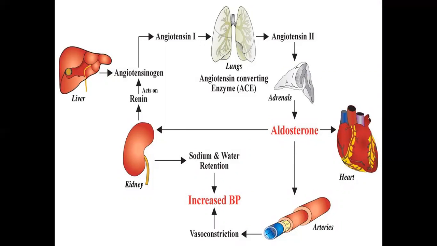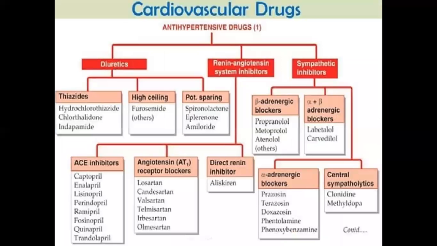Comes to renin-angiotensin system inhibitors. Previously we just revised these things. In the renin-angiotensin system, there are three classifications: angiotensin converting enzyme inhibitors (ACE inhibitors), angiotensin receptor blockers (ARBs), and direct renin inhibitors like aliskiren.